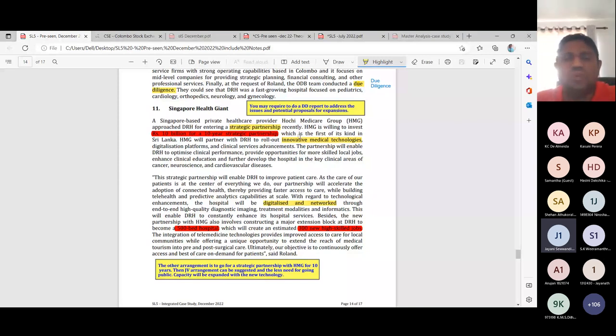Right. This is a strategic partnership. We don't know what type of strategic partners in this one. Right. So there should also be given share ownership, no? Right. 10 billion they try to invest here.